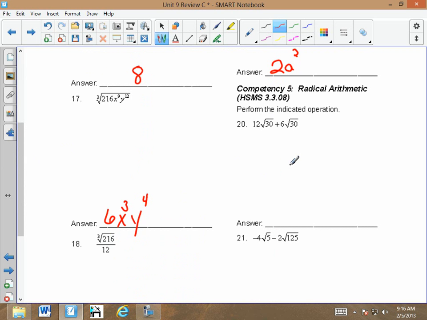Now, I can check these in the calculator, but remember, when you're adding and subtracting, you have to have the same inside to be able to add them. I have the same inside, so this is 18 square root of 30. But my question is, can the square root of 30 be reduced? So I'm going to go 30, which is 2 times 15, which is 3 times 5. There's no pairs, so the square root of 30 cannot be reduced.